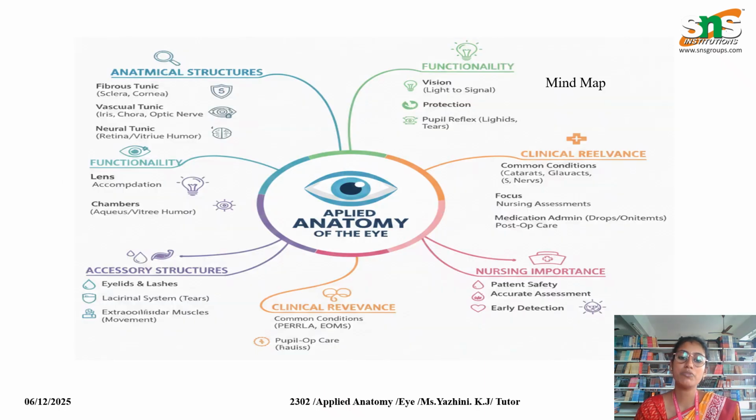Here is a mind map which summarizes the entire structure of the eye, the layers, the pupil, the retina, and the photoreceptors. The main two photoreceptors are cones and rods. We have seen the anatomical structures and functions of protection and vision. What is important for nurses is accurate assessment, that is PERRLA, early detection, and patient safety. This is the mind map. You can keep a note of it.